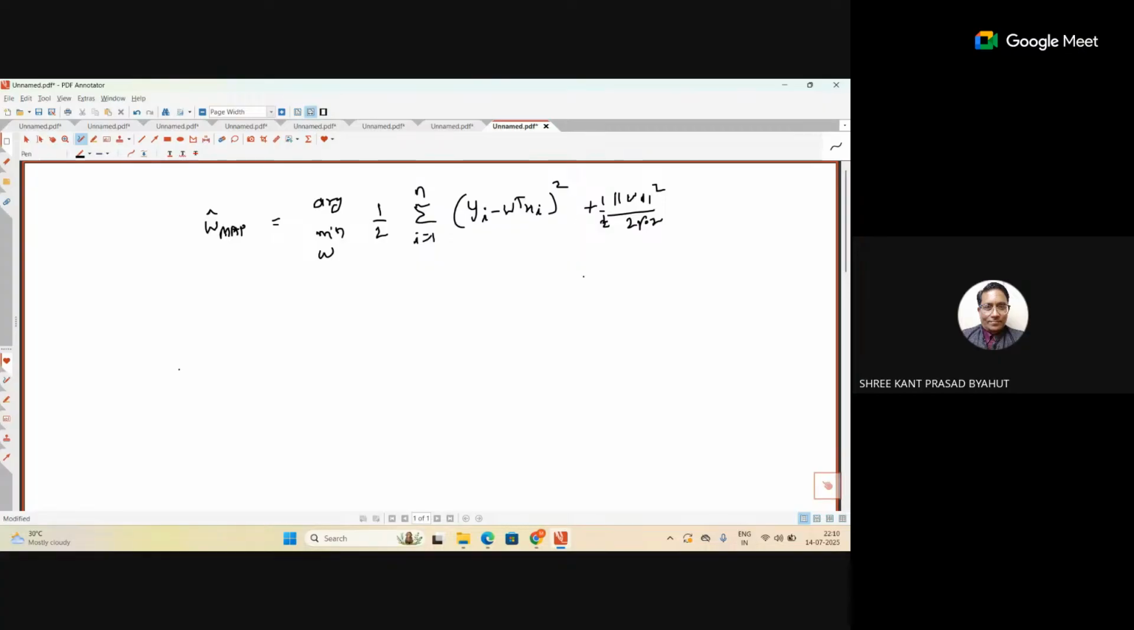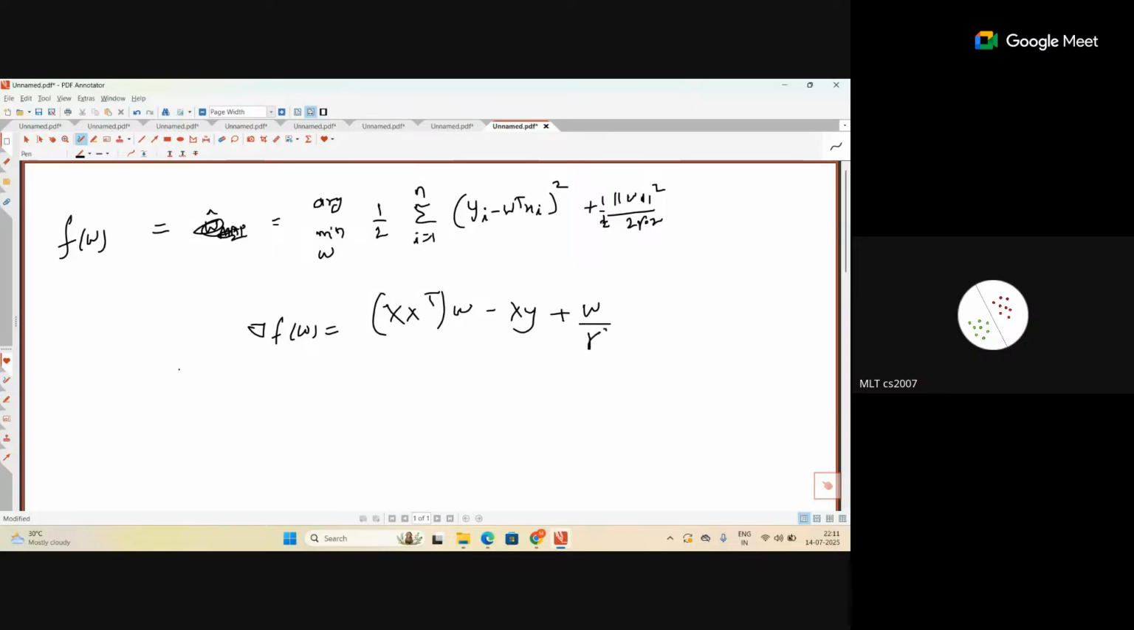Now what we'll have to do is find its gradient, differentiate and equate to 0. So del f of w, f is a function of w, and this will be x x transpose w minus xy, plus w by gamma square. It is not difficult, because it is a standard 2x x transpose w minus 2xy.